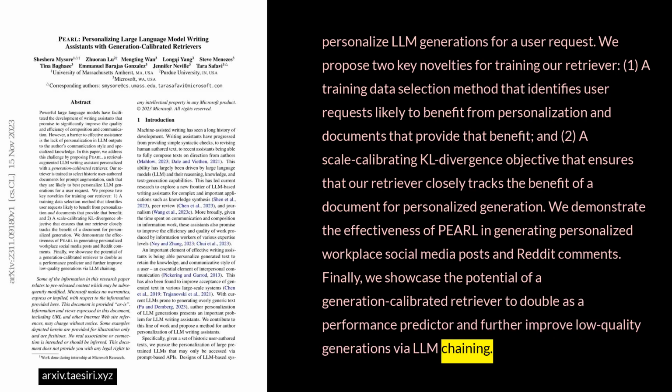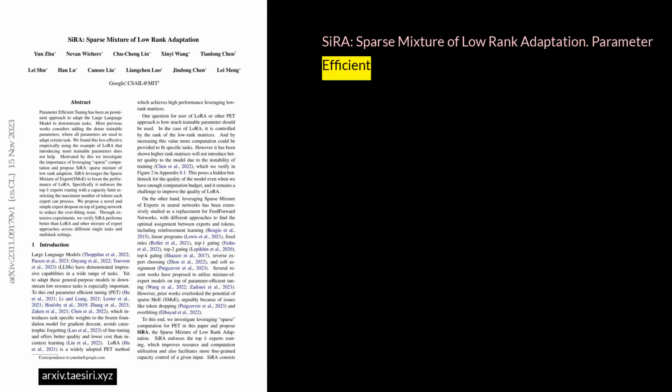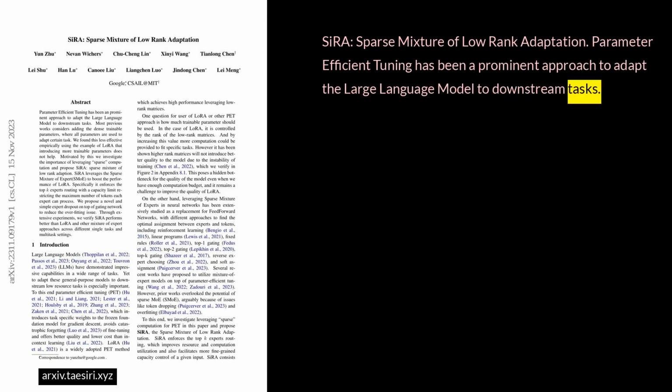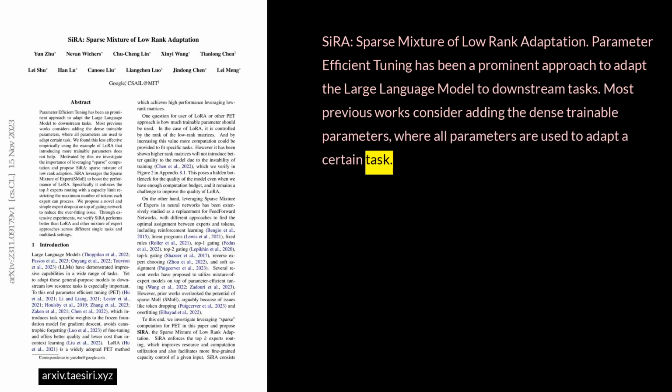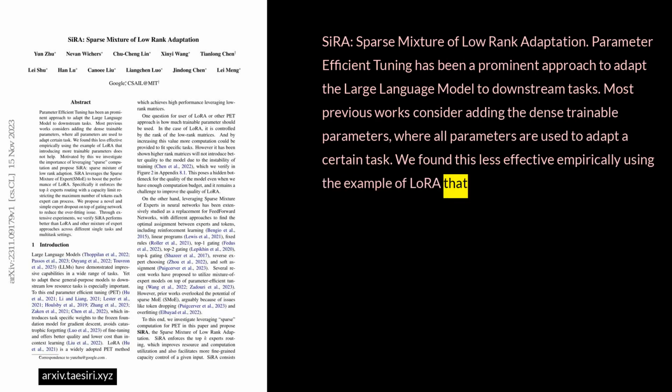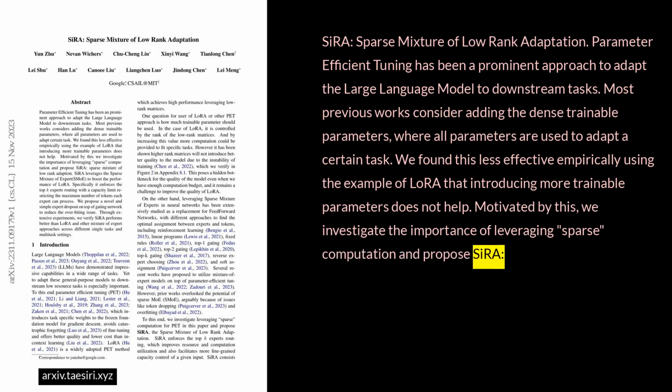SiRA, sparse mixture of low-rank adaptation. Parameter-efficient tuning has been a prominent approach to adapt the large language model to downstream tasks. Most previous works consider adding the dense trainable parameters, where all parameters are used to adapt a certain task. We found this less effective empirically using the example of LoRA, that introducing more trainable parameters does not help. Motivated by this, we investigate the importance of leveraging sparse computation and propose SiRA, sparse mixture of low-rank adaptation.